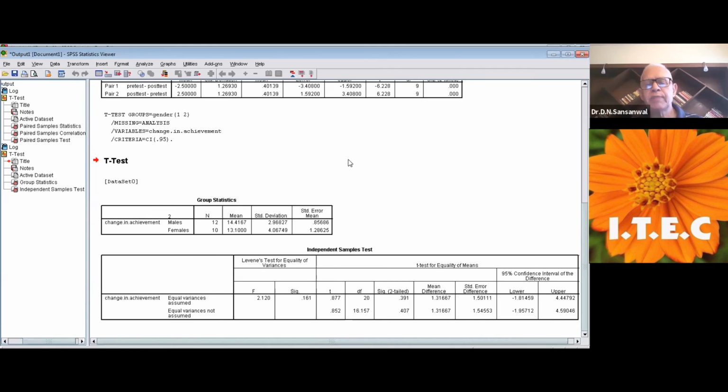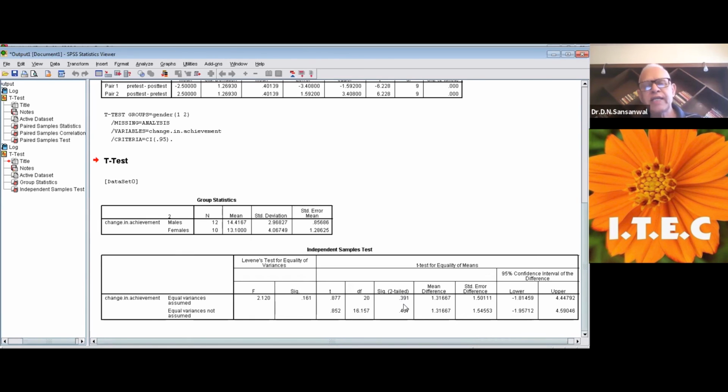And now this becomes the result. Here male were 12, females were 10. This is the mean of the male and this is the mean of the female. This is the standard deviation of male, this is standard deviation of female. And here your t-value is 0.877 and here error is 39.1%.